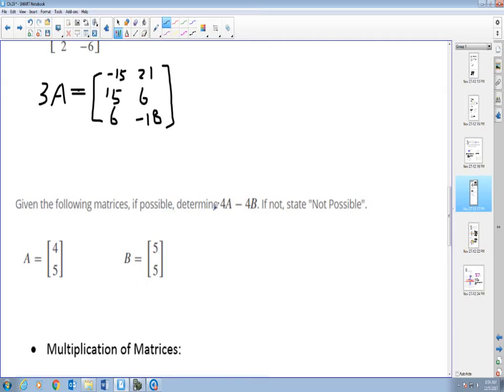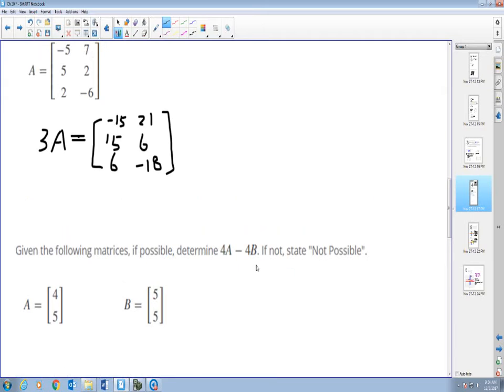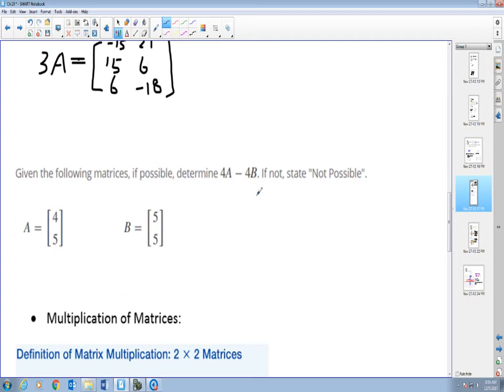Determine, if possible, 4A minus 4B. When I do scalar multiplication, my order does not change. When I take 4 times my matrix A, the order does not change. 4 times my matrix B, the order does not change. So how can it not be possible? It is not possible to subtract or add when the orders are different. So initially, I need to make sure my two matrices are the same order before I add or subtract them.